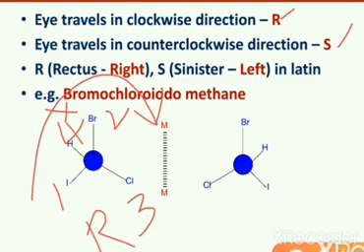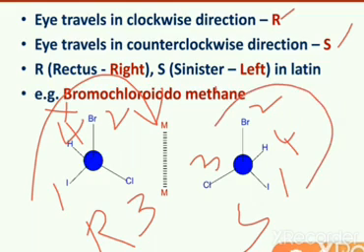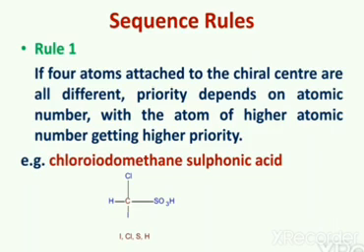The mirror image of this molecule will have the S configuration. Here also, with the least priority away from us, the 1, 2, 3 go in the counterclockwise direction. An important thing to keep in mind while assigning priorities to atoms attached to the chiral center is that we need to follow a set of rules called sequence rules.